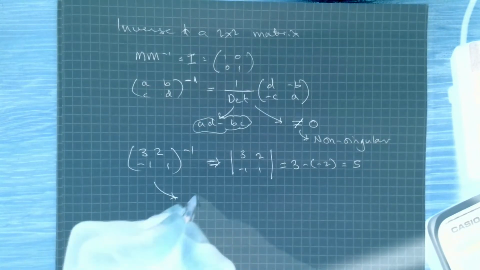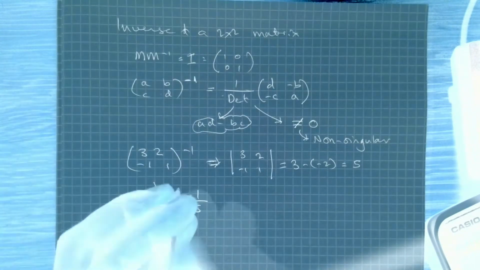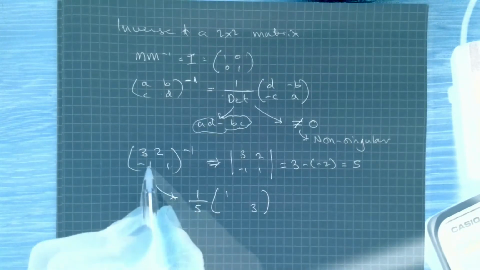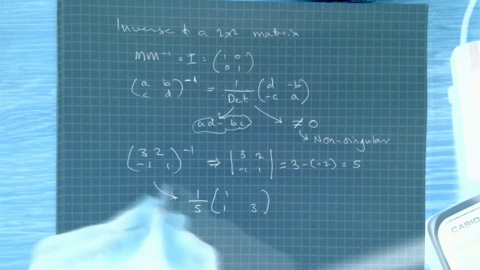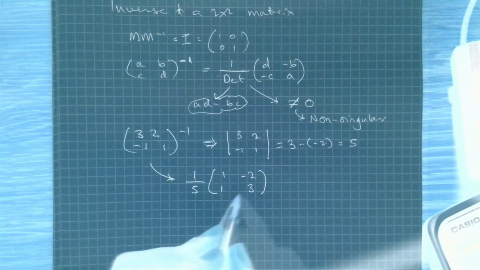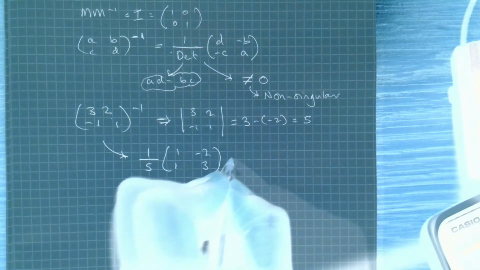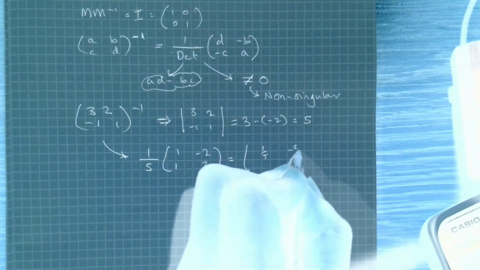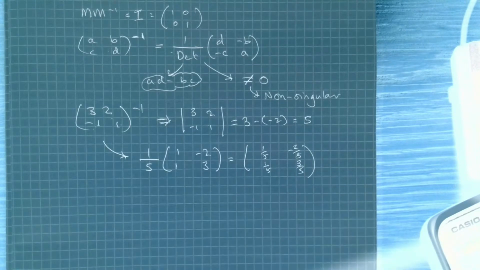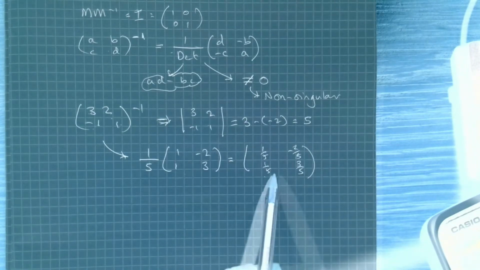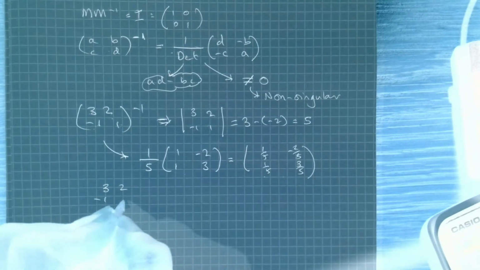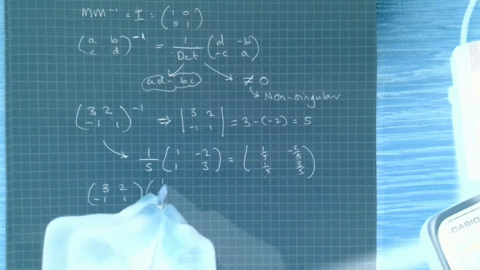So 1 over 5, 1 over the determinant, and then in the brackets we're going to swap over these two, so 3 and 1 becomes 1 and 3, and we're going to reverse the signs of these two, so that becomes 1 and this becomes -2. Now you can multiply everything in here by 5. You can leave it like this, or you can write it as 1/5, minus 2/5, minus 1/5 and 3/5. All I've done is put the 5th inside, multiplying everything by 5, and this is the inverse of this matrix.